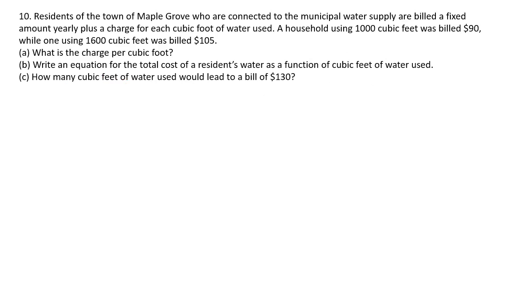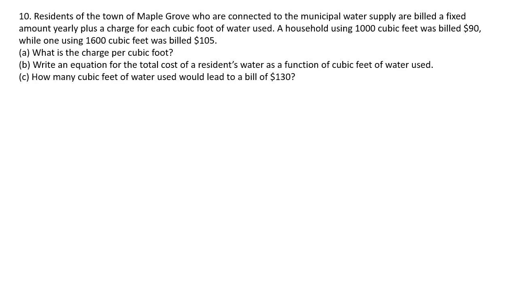Okay, number 10. Residents of the town of Maple Grove who are connected to the municipal water supply are billed a fixed amount yearly plus a charge for each cubic foot of water used. A household using 1,000 cubic feet was billed $90, while one using 1,600 cubic feet was billed $105. What is the charge per cubic foot? Okay, and then write an equation, and then there's another question.